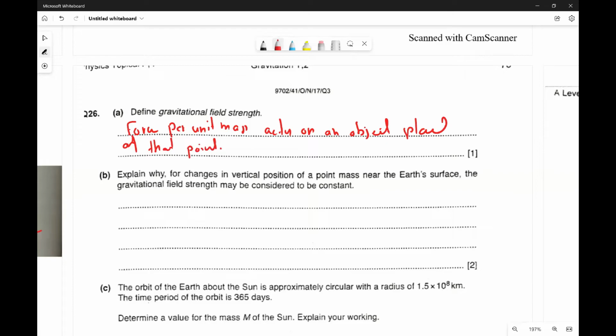Explain why, for changes in vertical position of a point mass near the Earth's surface, the gravitational field strength may be considered to be constant. So if this is the surface of the Earth and the point mass is somewhere near the Earth's surface and the variation is vertical, the gravitational field strength may be considered constant. Why is it constant and why is it not changing? This is the question.